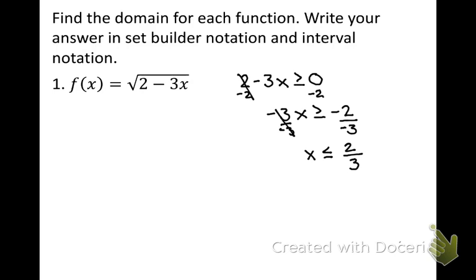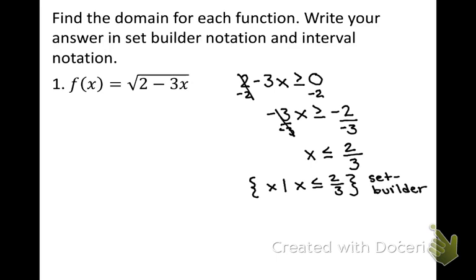Now, the solution to this inequality we just solved is going to lend us real nicely to that set builder notation. We're going to start with a brace. We're going to write x such that, and then we simply write x is less than or equal to 2/3 and close with our brace. So this is my set builder.